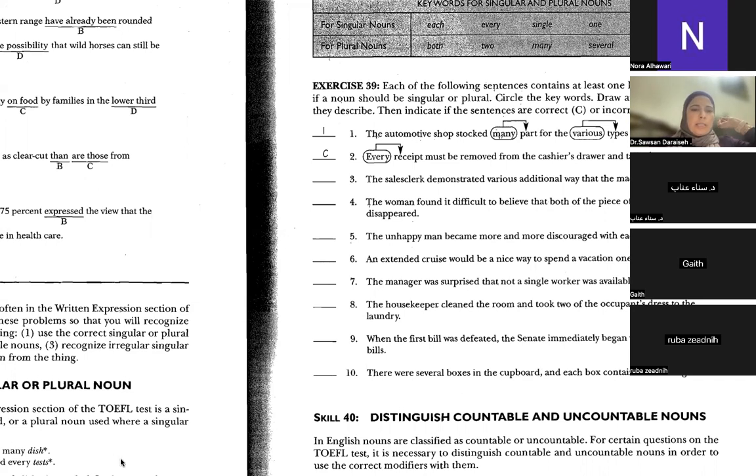Who wants to do another sentence? Okay, Dr. Noura. Yes, Doctor. أهلا. Number 7. Go ahead. The manager was surprised that not a single worker was available on Tuesday. It's correct one. A single. Yeah, no problem with that. The manager, what about the manager? Was surprised that not a single worker, oh my gosh, was available on Tuesday.